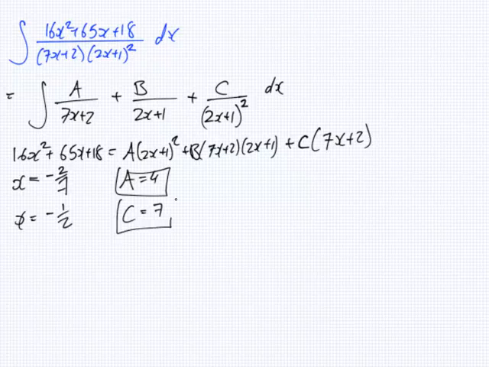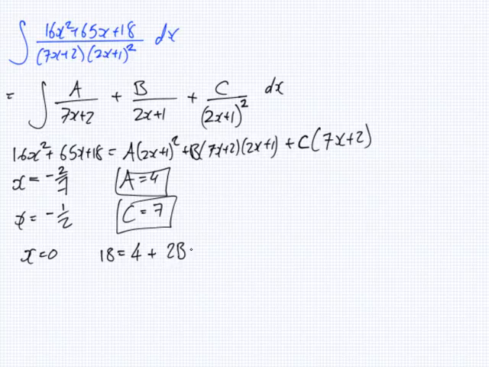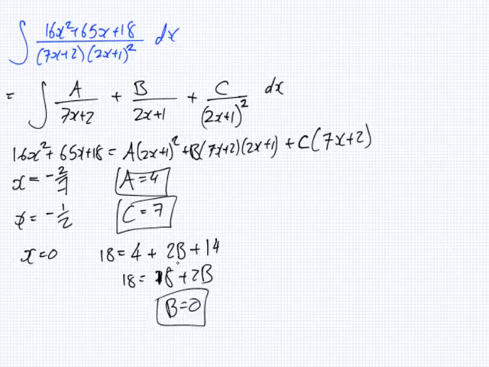And then finally, how can I get the B? Use x equals 0. So I get 18 equals 1 times A plus 2B plus 2C. So 18 equals 20. Oh, interesting. It looks like B is going to be 0 here in this one. B is 0. So this is 4, this one is gone, and this one here is 7.